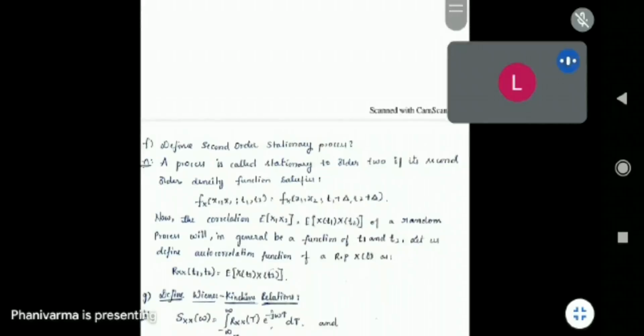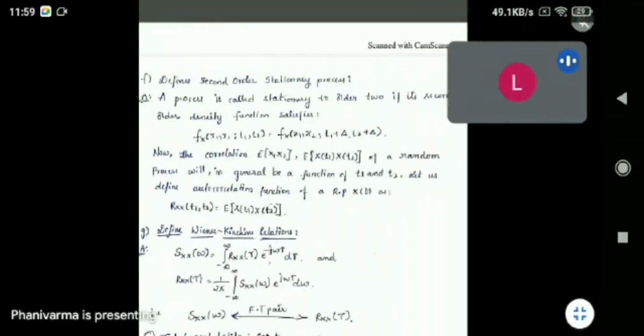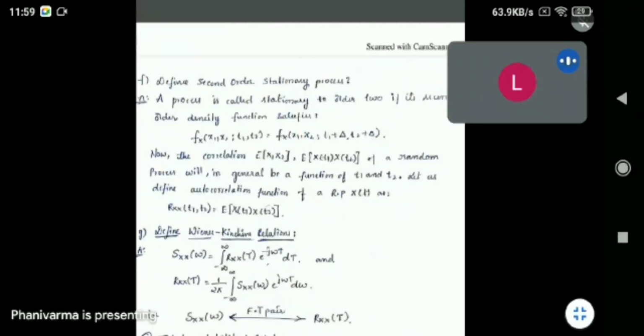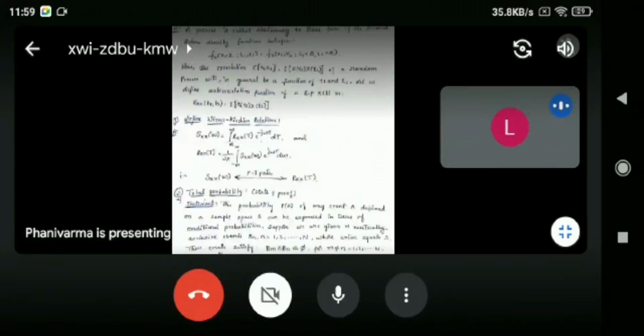Let us define the autocorrelation function of a random process x of t as Rxx of t1 comma t2, where Rxx of t1 comma t2 is equal to E of x of t1 into x of t2. Now define the Wiener-Khinchin relation. Sxx of omega is equal to integral from minus infinity to infinity Rxx of tau e power minus j omega tau d tau, and Rxx of tau is equal to 1 by 2 pi integral from minus infinity to infinity Sxx of omega e power j omega tau d omega. That implies Sxx of omega is a Fourier transform pair with Rxx of tau.